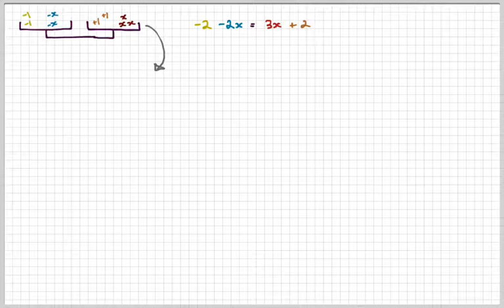Okay, so what we can do, well, maybe you can think about the first operation you might do. The suggested operation is to, say, add 2 x's to both sides.